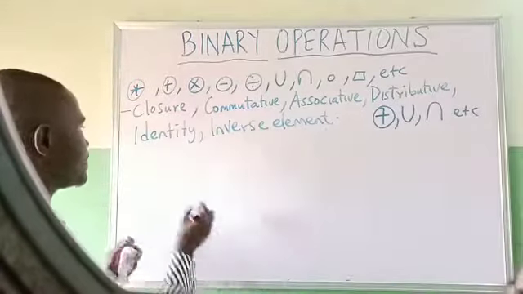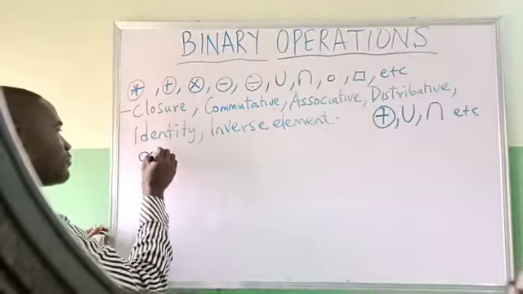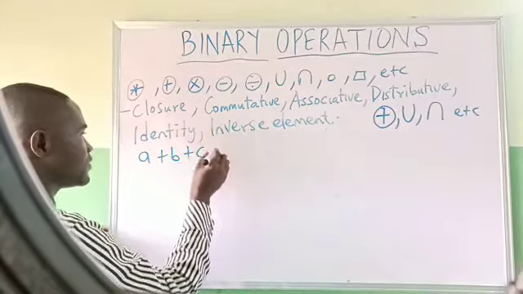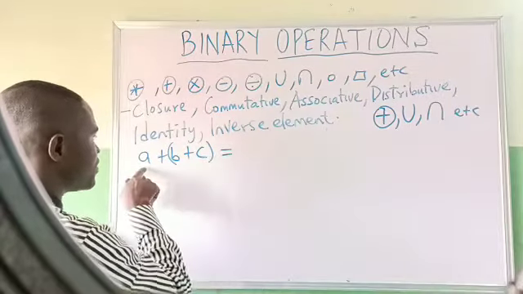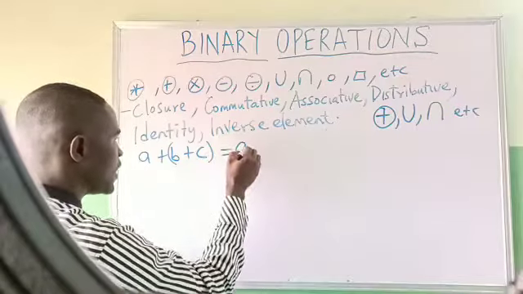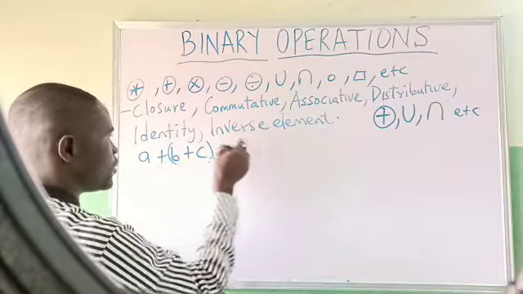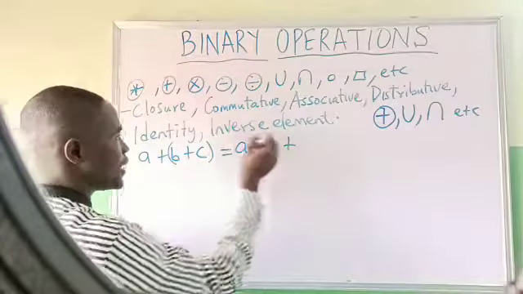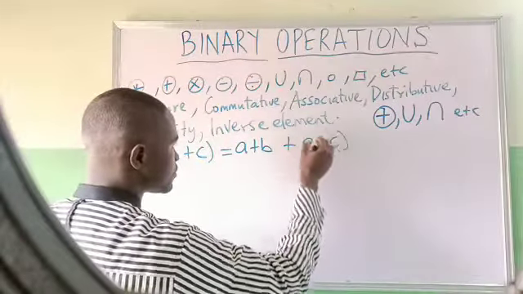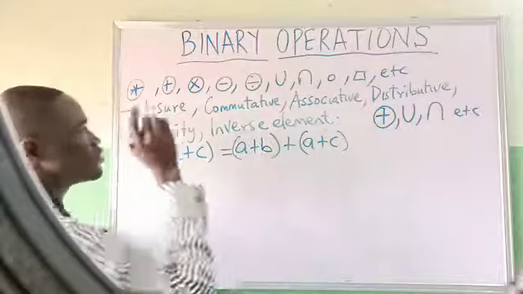Distributive property: A times B plus C, if I bracket the first two, is the same thing as me having A combined to B plus A combined to C. This is about distributive property.